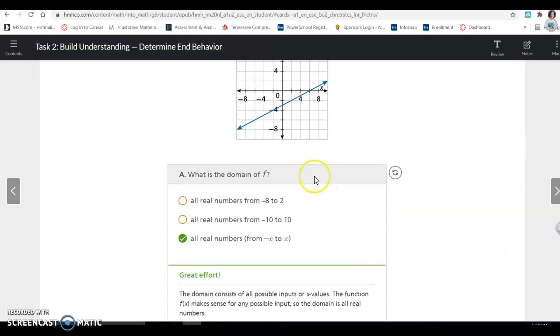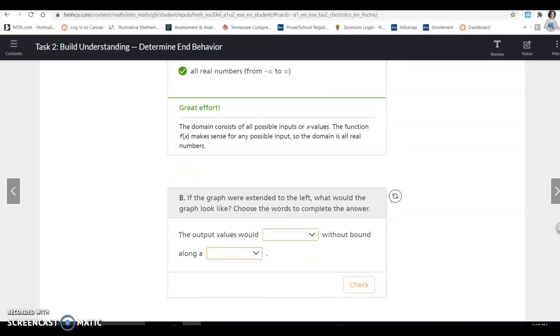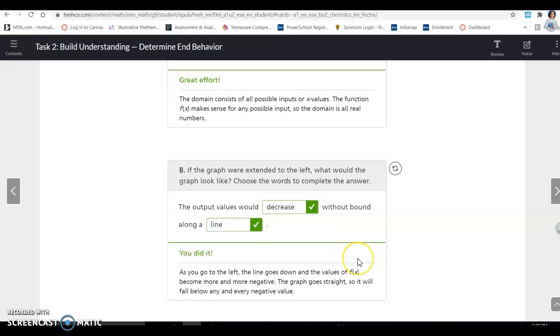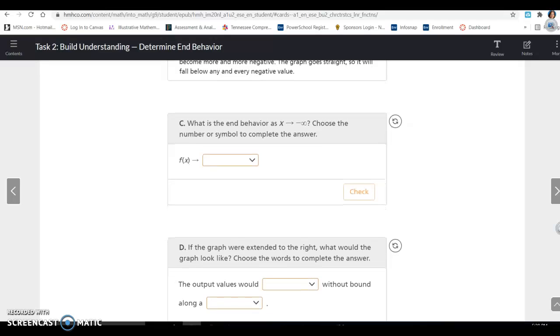All right, so if the graph were extended to the left, the arrow is going to continue to go down. That means it's going to keep going down. So it says the output values, that's your y values, would decrease without bound along a straight line because it is a linear equation. All right, what is the end behavior as x approaches negative infinity?